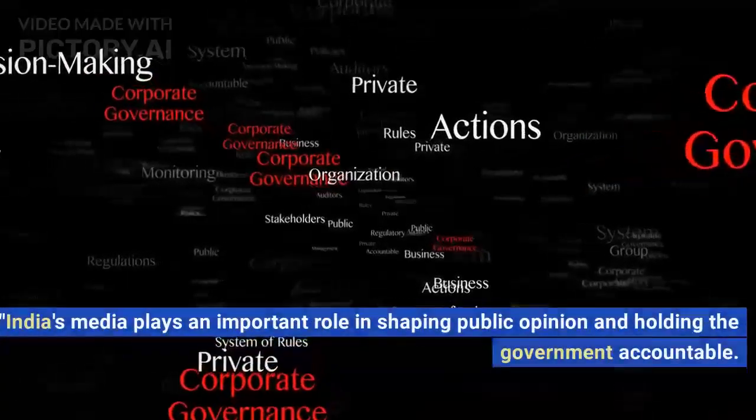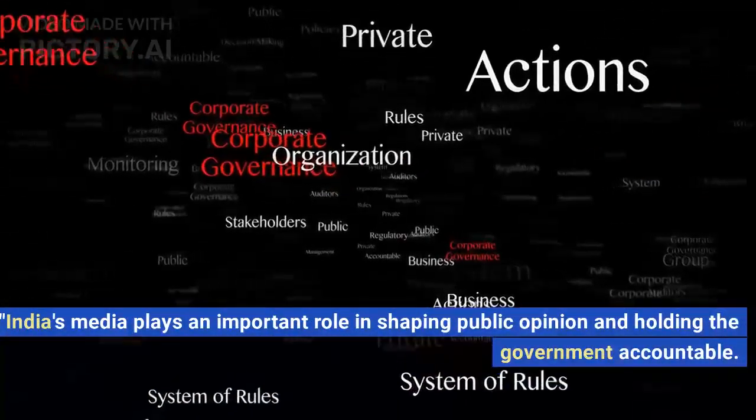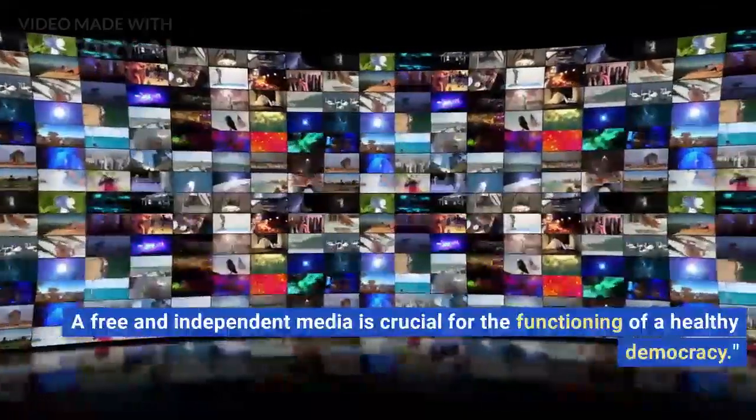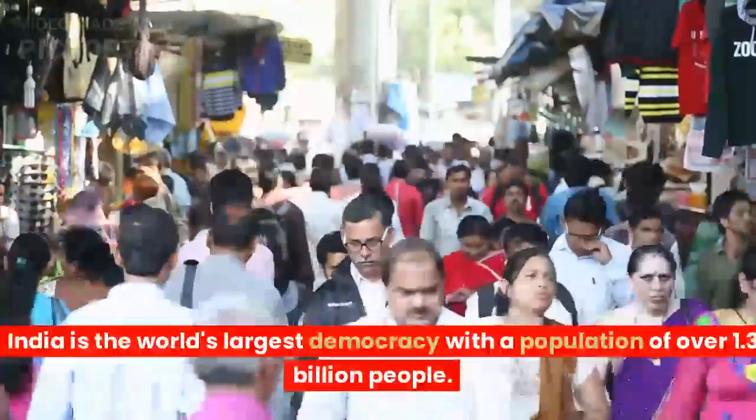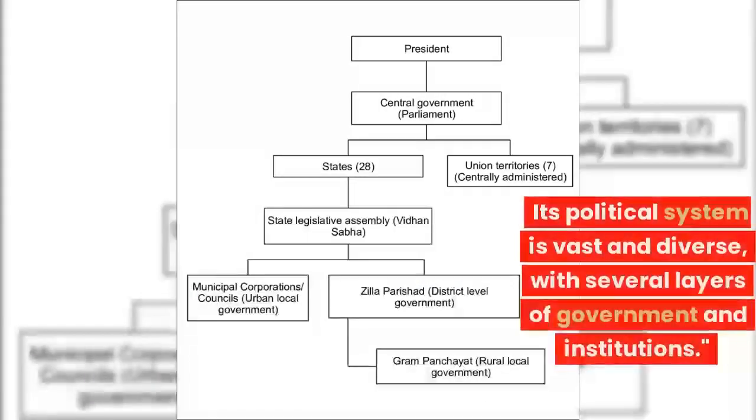India's media plays an important role in shaping public opinion and holding the government accountable. A free and independent media is crucial for the functioning of a healthy democracy. India is the world's largest democracy with a population of over 1.3 billion people. Its political system is vast and diverse, with several layers of government and institutions.